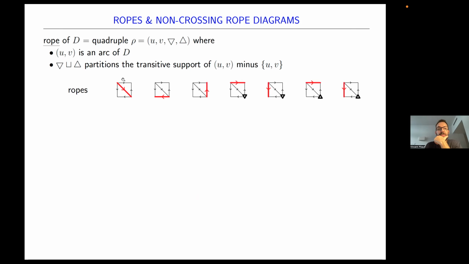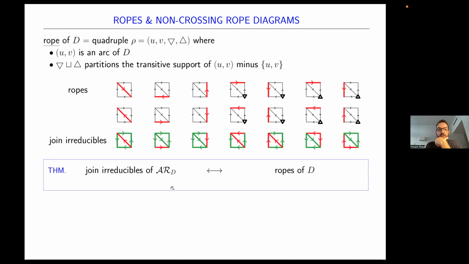So these are the ropes of this acyclic directed graph. For each arc, these arcs are very simple, there are no paths joining their endpoints. But let's look at this one. For this arc, I look at all paths joining their endpoints, and for each vertex along such a path, I have to choose whether I take it up or down. So for this arc, for example, I have two possible ropes, one where I take it down and one where I take it up, and the same for this arc.